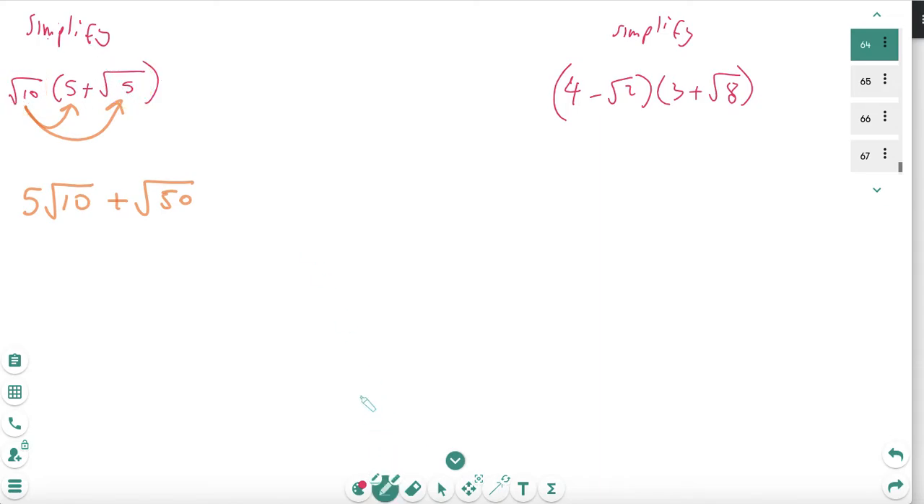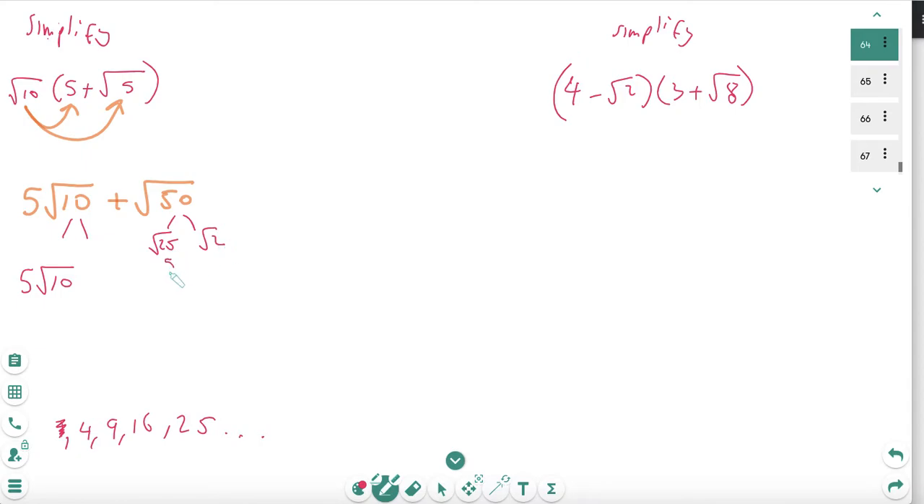Root 10 times root 5 is root 50. Boom. And then we think, can I simplify this? Well, let's look at 5 root 10 first. Let's write down our square numbers. 1, 4, 9, 16, 25. Do any of these numbers go inside 10? And 1 doesn't really count. 1's redundant. No. So this is fully simplified. It's just going to be 5 root 10. Root 50. I know 25 goes into it. So 25 and 2.